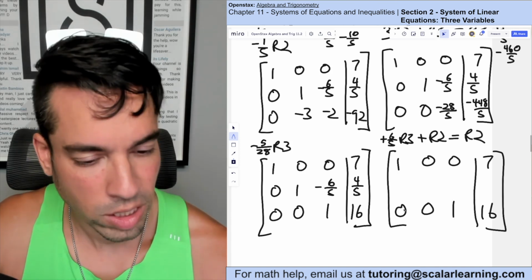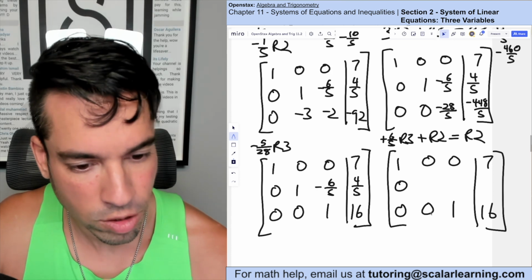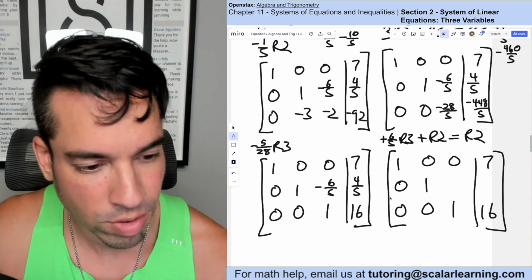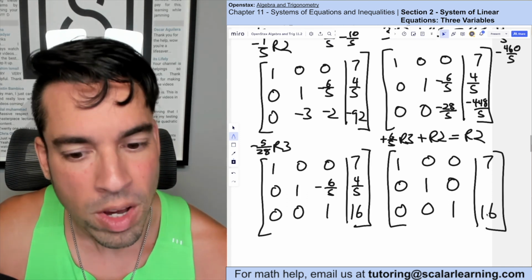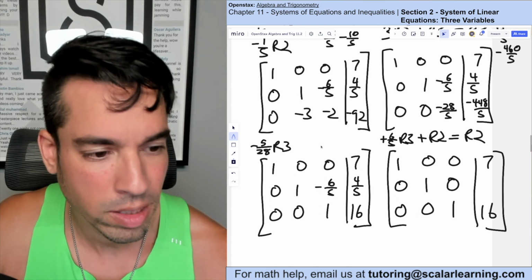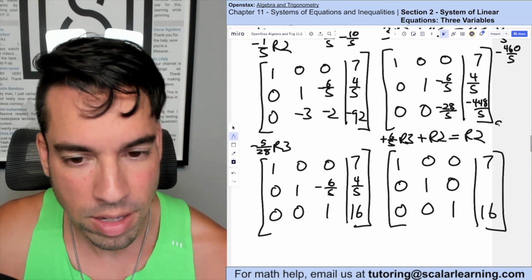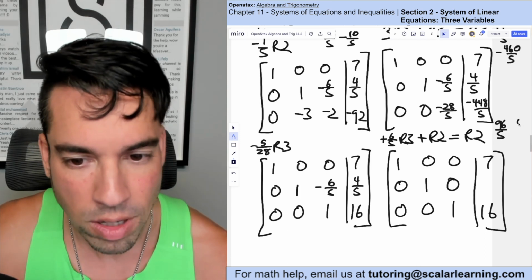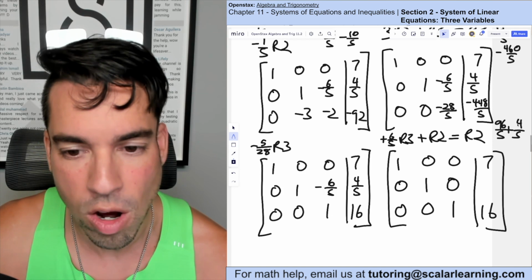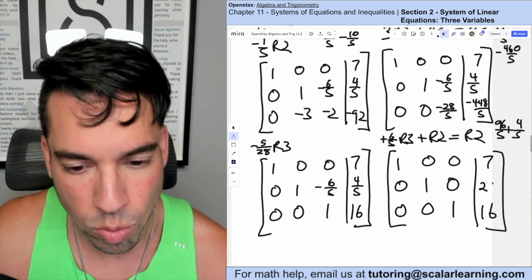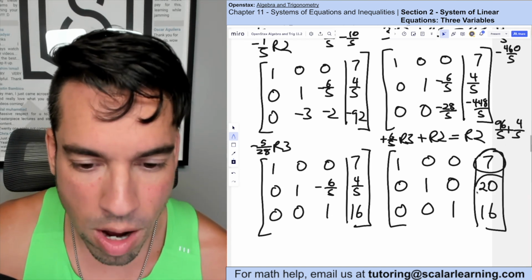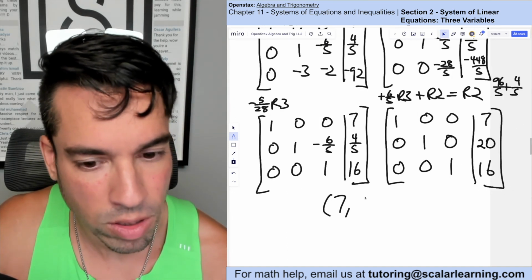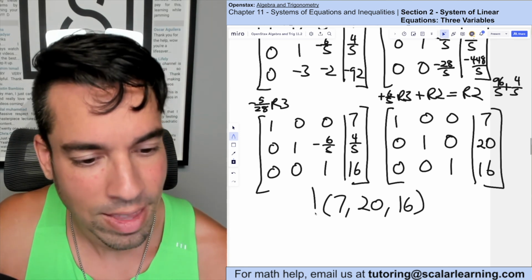Let's write that out. So 6/5 times 0 is 0 plus 0 is 0. 6/5 times 0 is 0 plus 1 is 1. 6/5 times 1 is 6/5 plus -6/5 is 0. And then we do 6/5 times 16, which is 96/5, and then we're adding it to 4/5. And look at that. They have a nice common denominator. That's 100/5, which reduces to 20. So we got x is 7, y is 20, and z is 16. Let's write that out. So in our nice coordinate format, we got 7, 20, 16. That's how you do it.